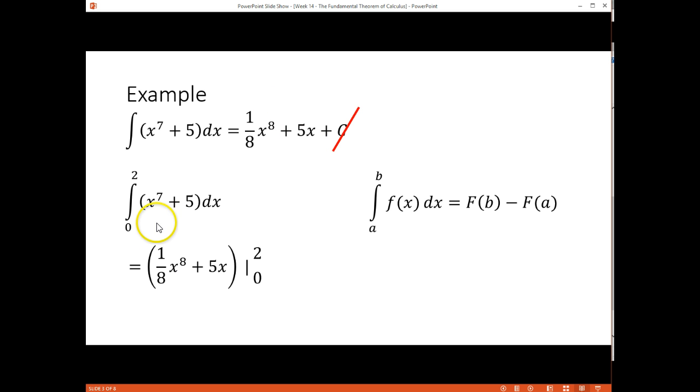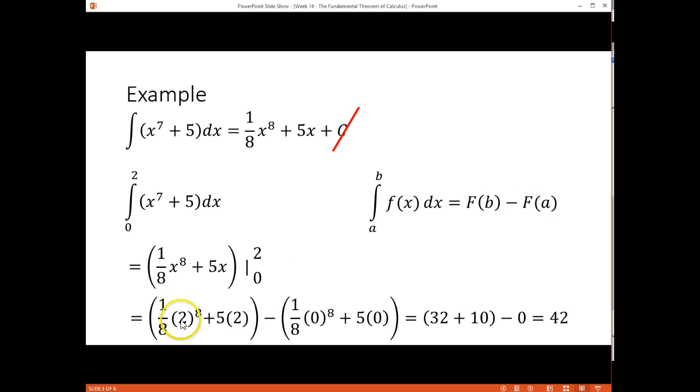So I'm going to say the integral from 0 to 2 of x to the 7th plus 5 is equal to 1/8 x to the 8th plus 5x. Then I'm going to use this notation at the end. This should be probably extended a little bit longer. All this says is I'm going to take this function and evaluate it from 0 to 2. So what it means is I'm going to do what the fundamental theorem of calculus says to do, which is to first plug in 2.